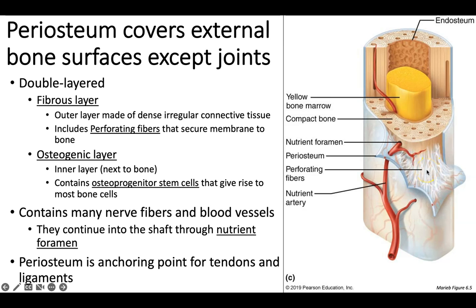They basically serve as a glue, and it connects the periosteum to the compact bone underneath. The second layer of this double-layered periosteum is called the osteogenic layer. So osteo meaning bone, and genic meaning forming, so bone-forming layer. This is the layer of the periosteum that is closest to the compact bone. And it contains osteoprogenitor stem cells.